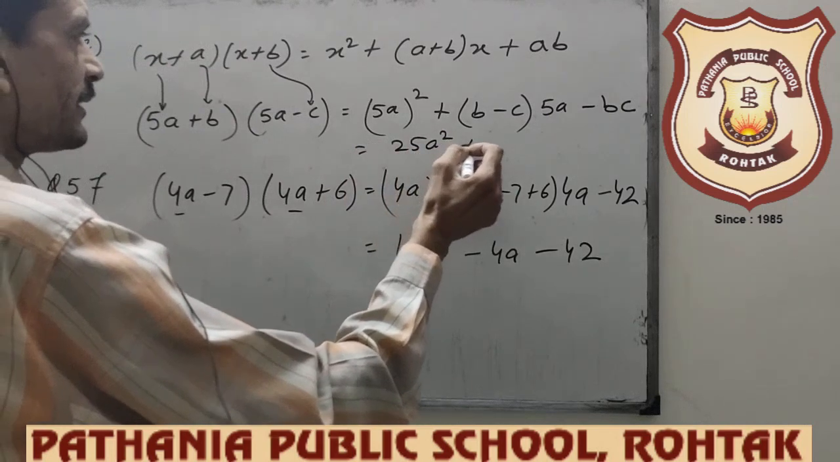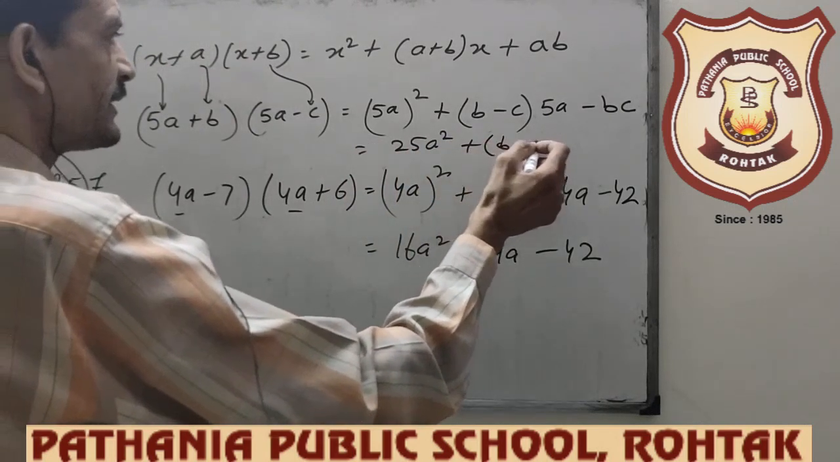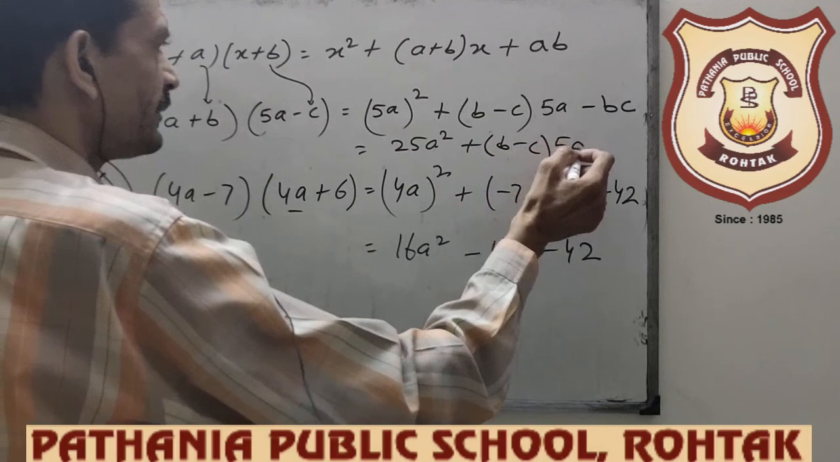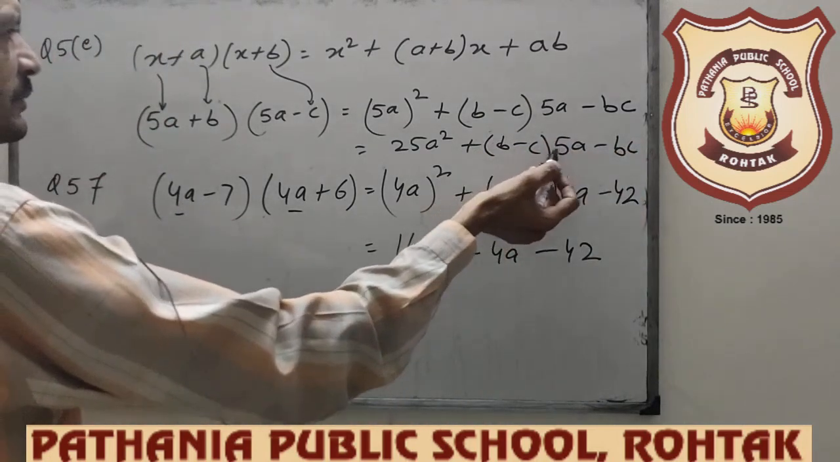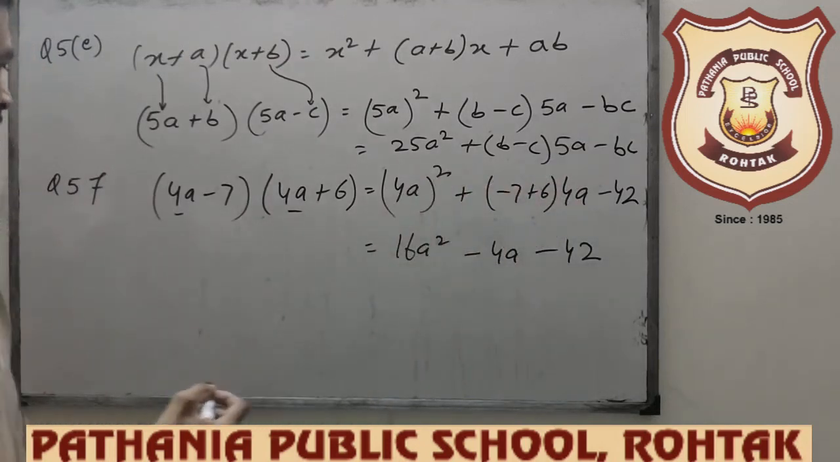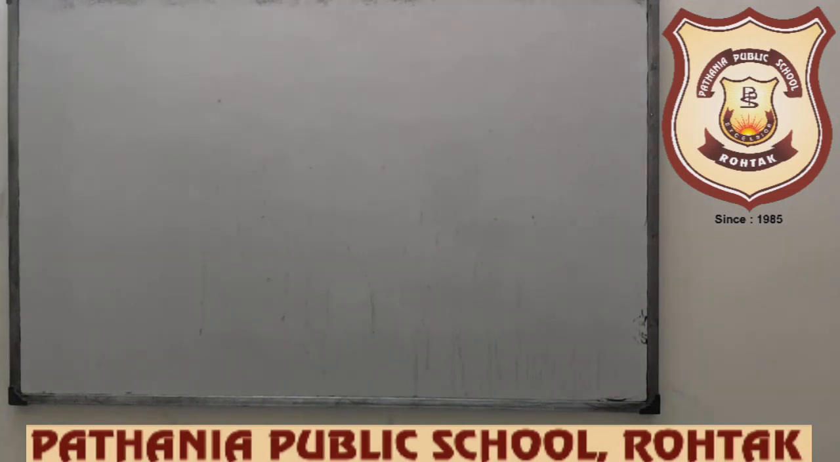25a square plus (b - c) into 5a minus bc. Like this. If you want, you can open this bracket also, 5ab and so on. So in this way you can use this identity (x + a)(x + b). Similarly, we can solve question number 6.